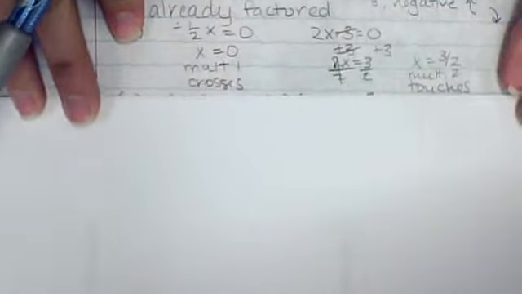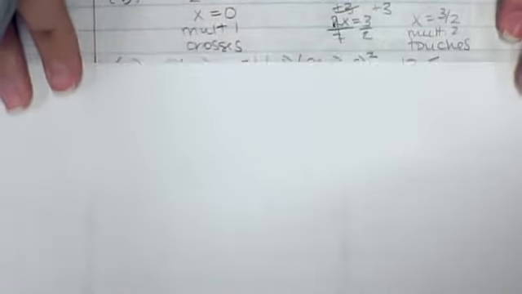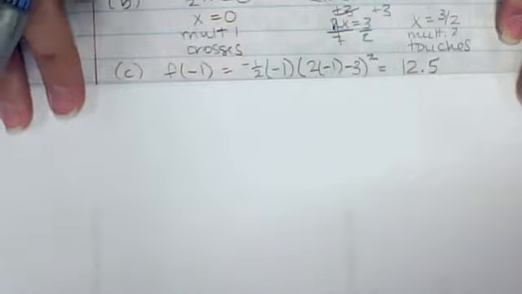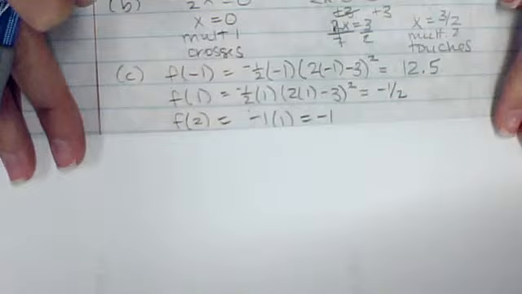Part C is to get a few more points. So points around 0 and around 3 halves, I'm sorry, would be like negative 1, 1, and 2 would work again. So if I plug in negative 1, I get 12.5. If I plug in 1, I get negative 1/2. And if I plug in 2, I get negative 1.